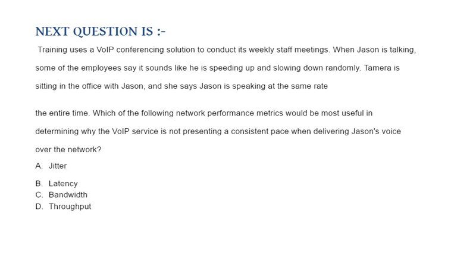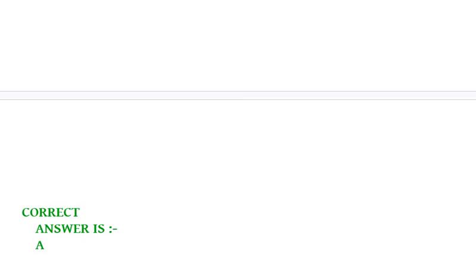Option A, jitter. Option B, latency. Option C, bandwidth. Option D, throughput. Correct answer is option A.